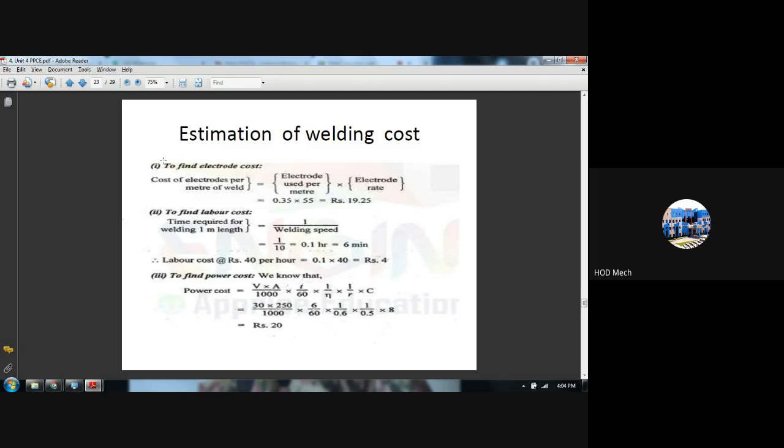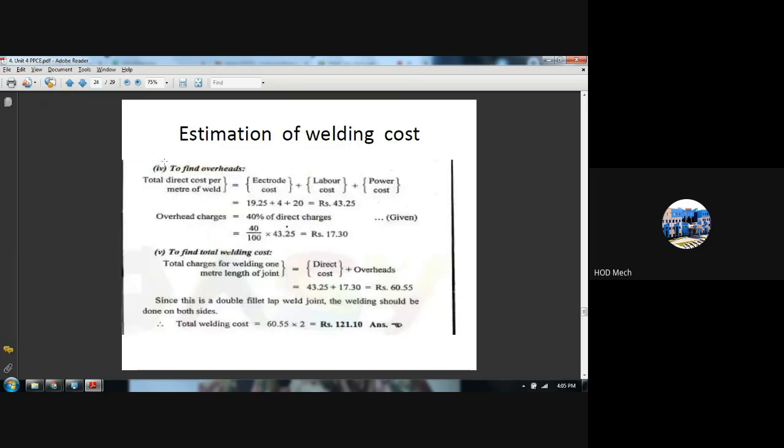First what they are doing, see, to find electrode cost. This is what you should know. If a welding problem comes, you should first remember that you have to calculate electrode cost. What is electrode cost? Then what is labor cost? Then what is power cost? Electrode cost, labor cost, power cost. Power cost you are having a standard formula. This standard formula you should remember always. Then overhead cost. Then welding cost. Welding cost is direct cost plus overhead.